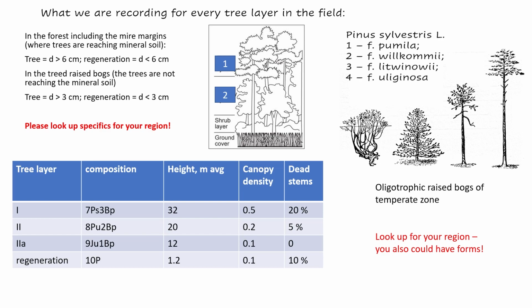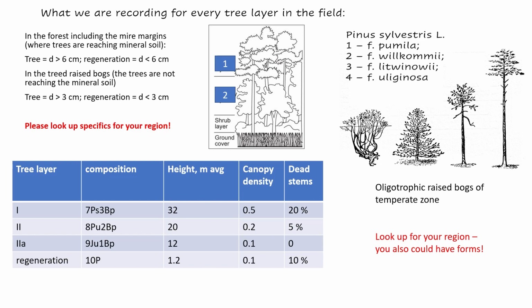what is the particularity for peatlands? In the forest, including the Maya margins, where trees are reaching the mineral soil, the rule is that a tree is everything that has a diameter of more than 6 centimeters. What is less is described as a tree regeneration layer. In the tree-raised bog, where trees are not reaching the mineral soil, the tree starts from diameter 3, less diameter.